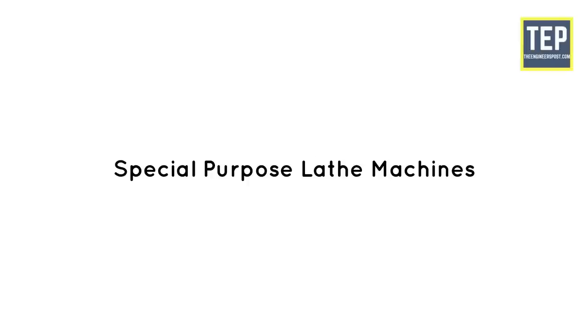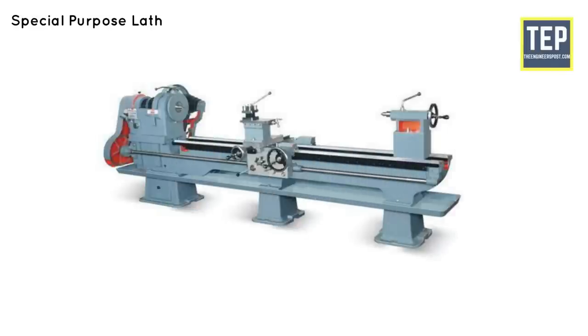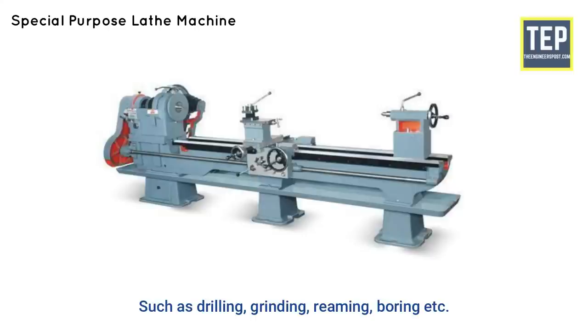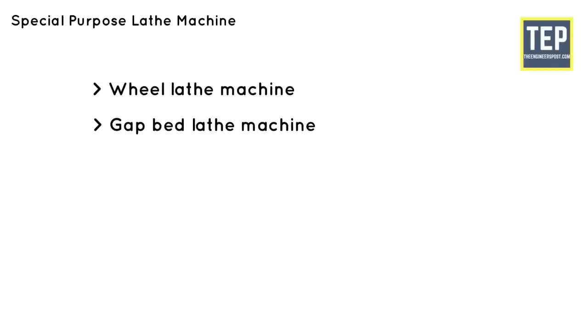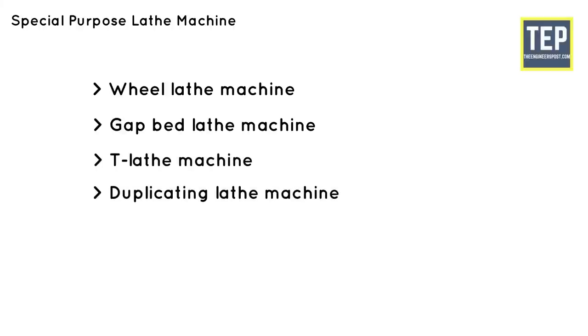Special purpose lathe machines. As the name implies, these types of lathe machines are used for special purposes and for production work. In this lathe, special operations are performed such as drilling, grinding, reaming, boring, etc. The special purpose lathe machines are wheel lathe machine, gap bed lathe machine, T-lathe machine, duplicating lathe machine, and missile lathe machine.